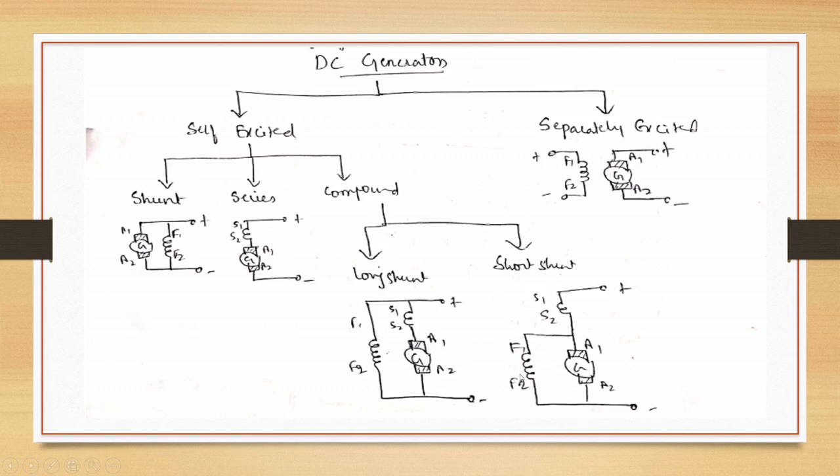Short shunt means the field winding is in parallel with the armature winding only, whereas in long shunt the field winding is in parallel with both the armature and the series field winding. In the series field winding, the number of turns will be lesser. In the shunt field winding, the number of turns will be more. Series field winding is represented by S1, S2. Shunt field winding is represented by F1, F2, just a representation to show the difference between these two windings. A1, A2 is the armature winding, and this G represents a generator, or the armature or commutator of a generator, and above these two are the brushes.